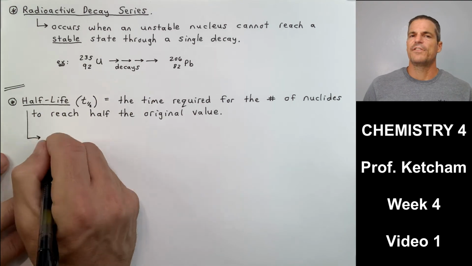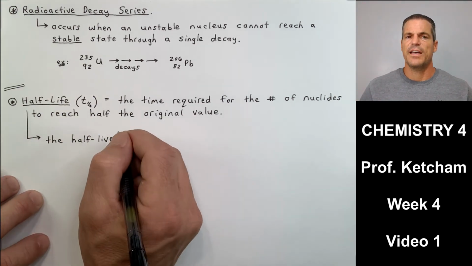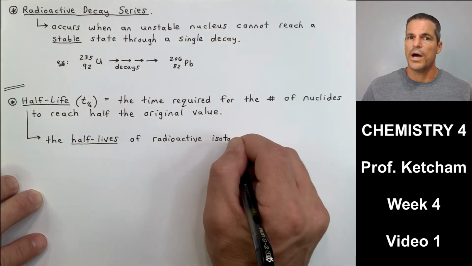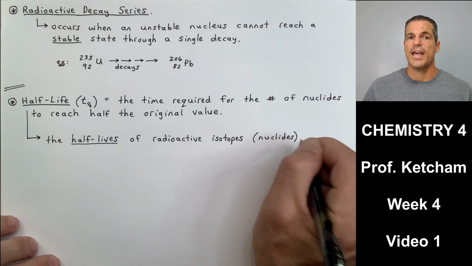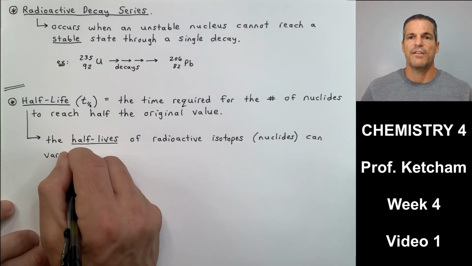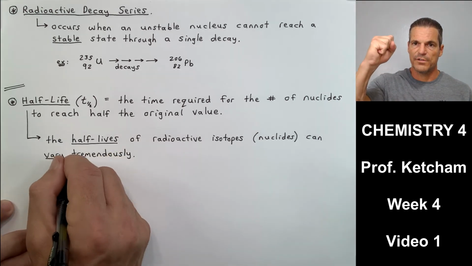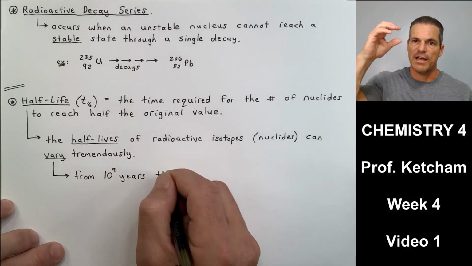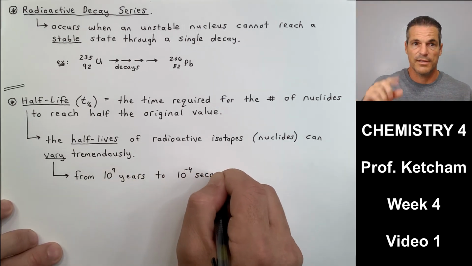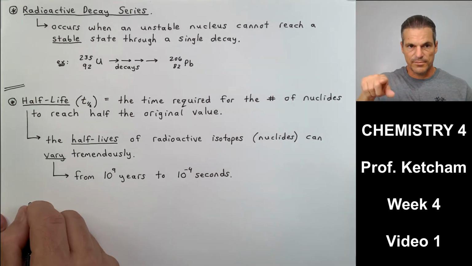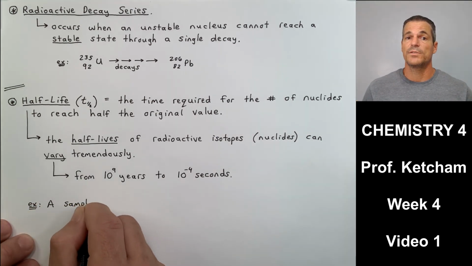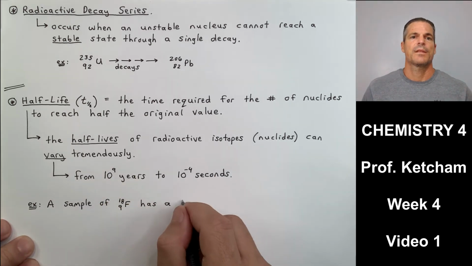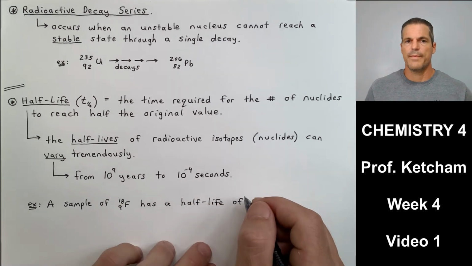All right, now half-life with a little t 1/2. Half-life is a new term, as of right now. It's defined as the time it takes, or the time required, for the number of nuclides to reach half the original value. Basically, half-life is the time it takes for half of your starting material to decompose or to disappear. How long until half of what I start with is gone? Half. All right, so it says on that little bullet point, the half-lives of radioactive isotopes, or nuclides, can vary tremendously, from 10 to the 9th years to 10 to the -4th seconds, all over the map.